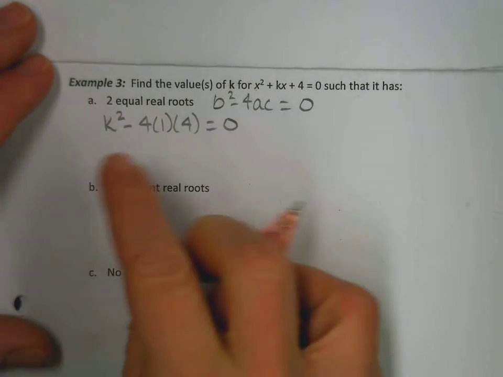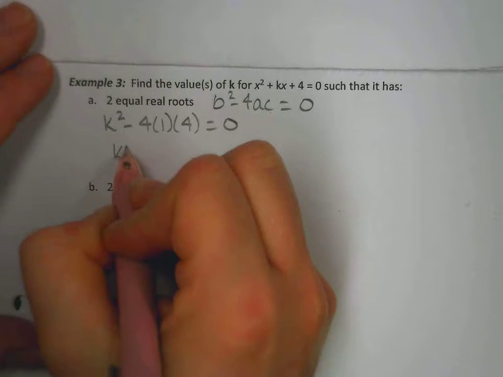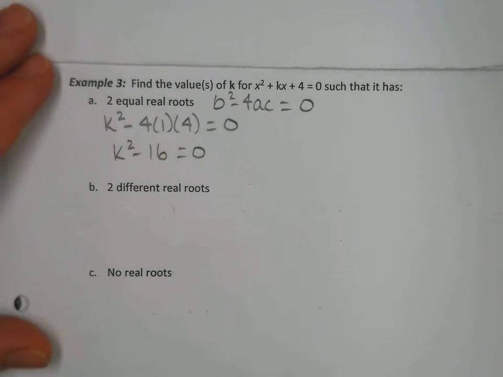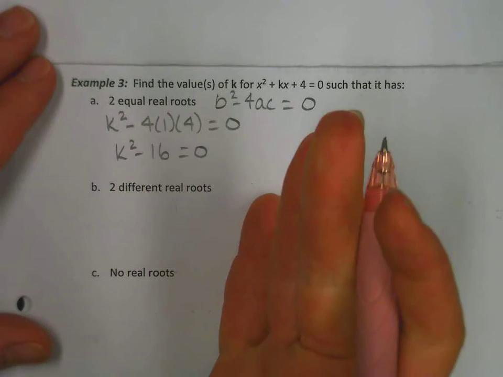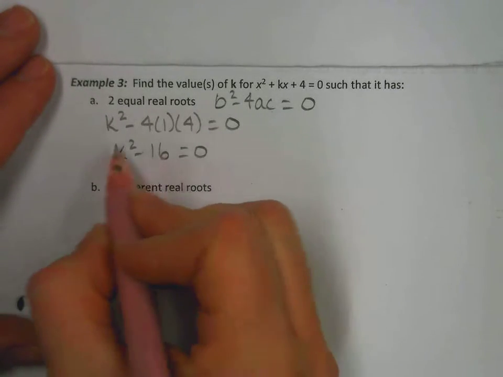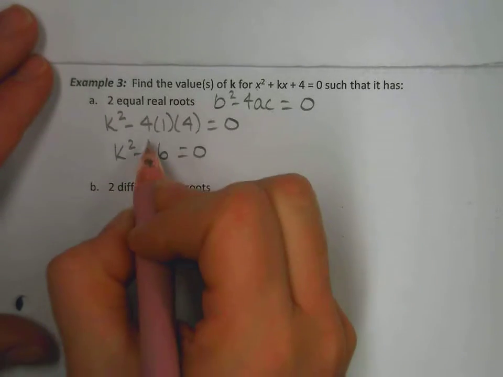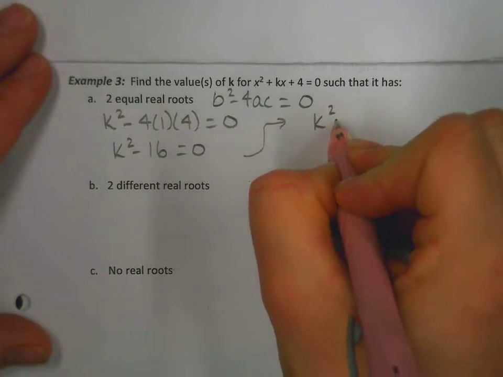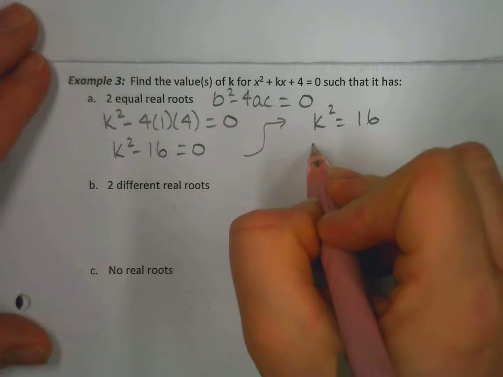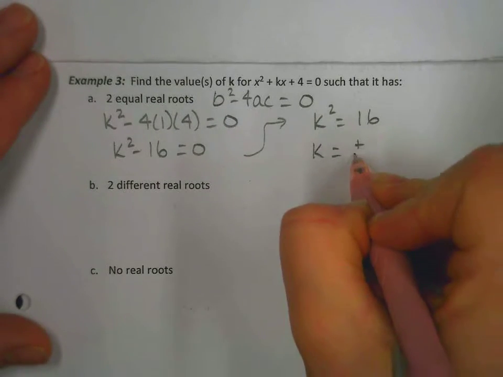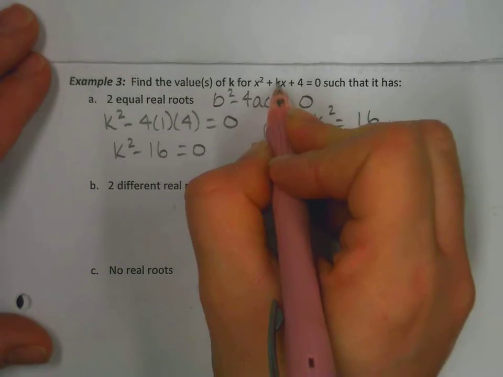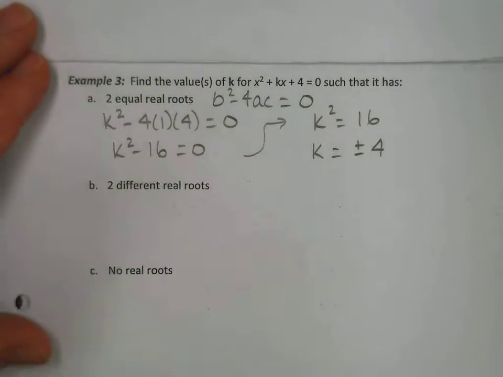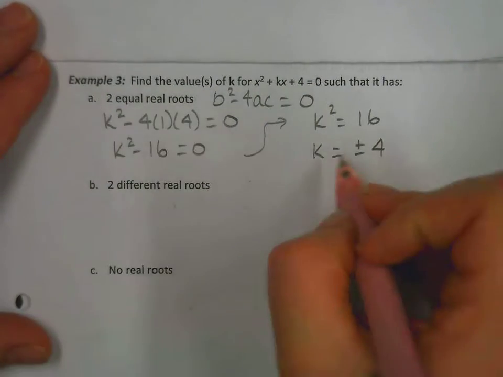So what this has created is another quadratic equation, which is k squared minus 16. To solve this equation, you can either factor this using difference of squares, or we could simply bring 16 to the other side of the equation and then take the square root. So my k value would have to be a positive 4 or a negative 4 in order for this quadratic to have one solution.